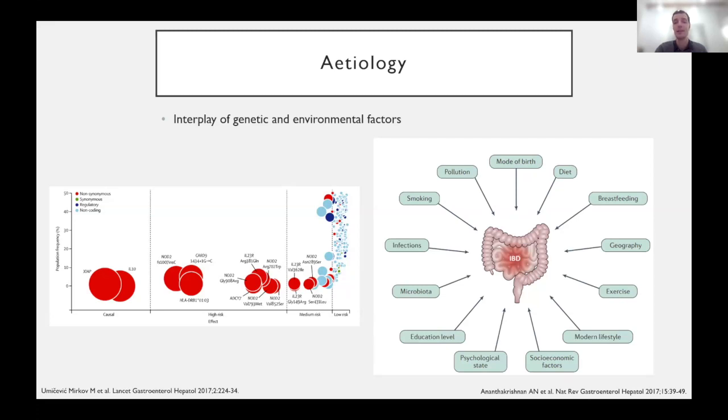And finally, a very important risk factor, which is interesting because of its divergent impact on ulcerative colitis and Crohn's disease, respectively, is smoking. So patients who smoke are less likely to develop ulcerative colitis, but more likely to develop Crohn's disease. And the clinical course of Crohn's disease in smokers is usually worse.